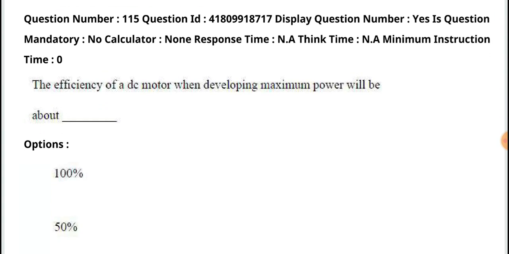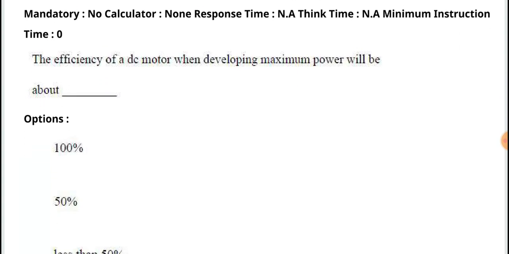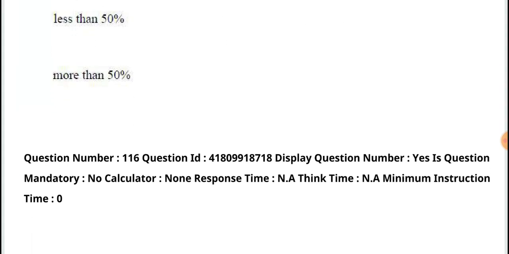Next one. The efficiency of a DC motor when developing maximum torque will be? You have studied the maximum power transfer theorem, or the DC machines, where the back EMF Eb will be equal to V by 2. At that condition, the maximum power will be developed. At that condition, the efficiency will be 50% only. So the answer is 50% here.